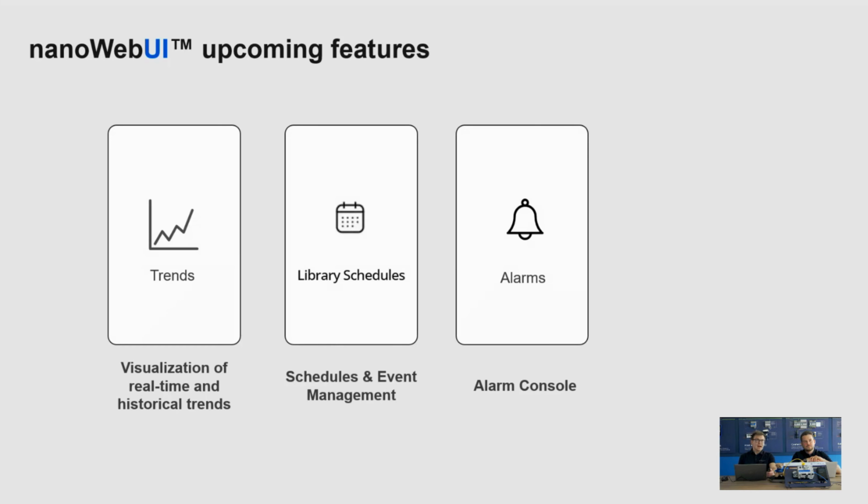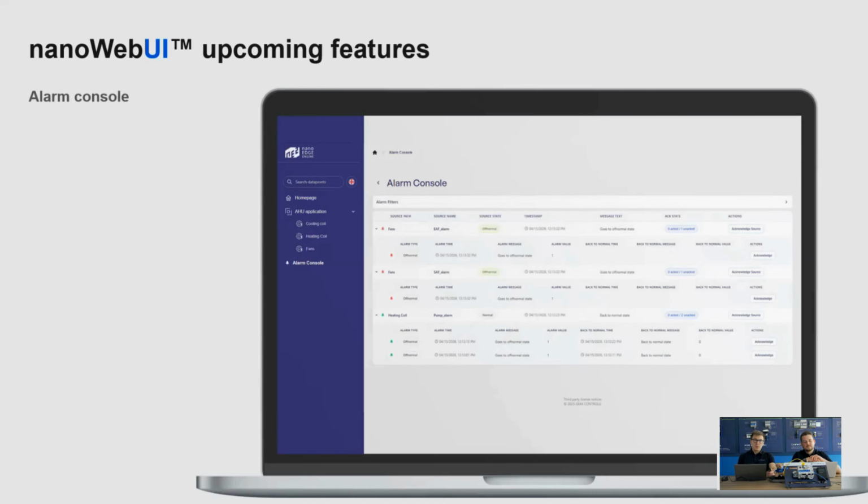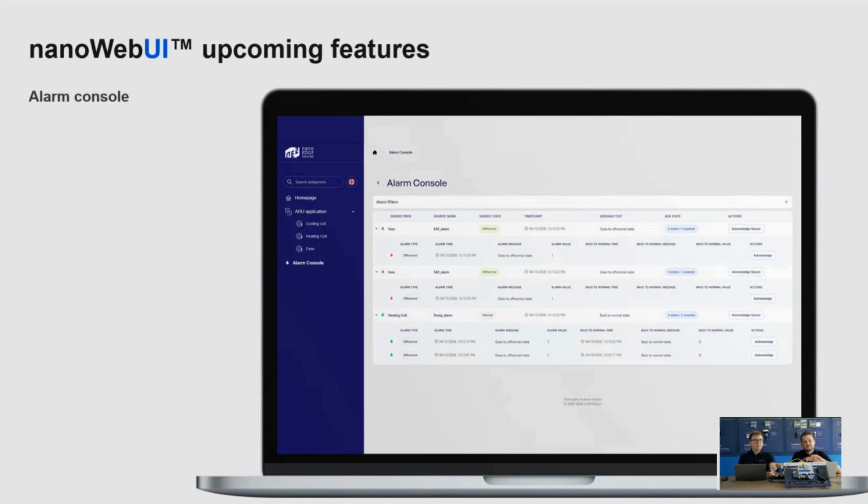The next one is the alarm console. So we will provide a dedicated view, the alarm console, where you will be able to manage all the alarms in your system. You can see when the alarms appear, you can acknowledge them, and you've got all details about the alarm. And like with the trends and schedules, it will be automatically synchronized with the BACnet protocol, because that's part of the ecosystem.